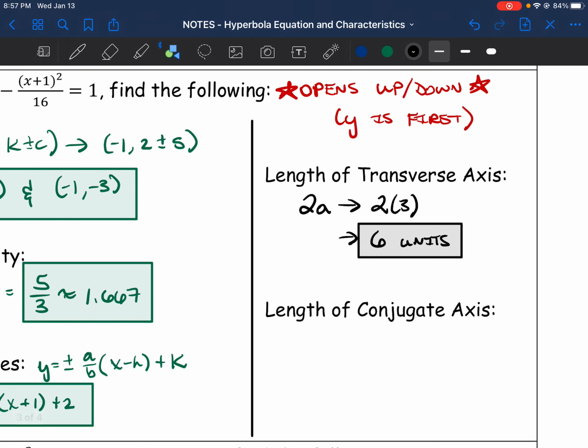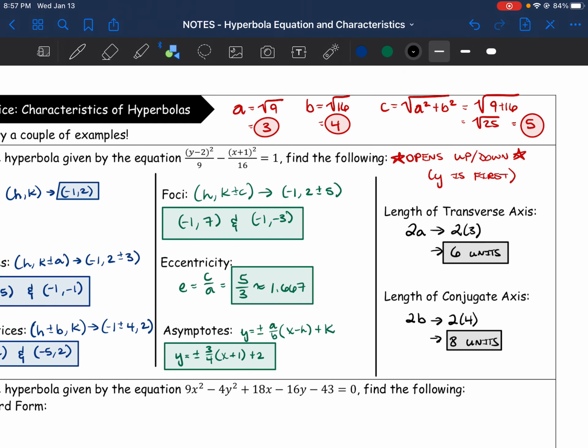Similarly, with the conjugate axis, the length of the conjugate axis will always be 2b, regardless of whether we have a hyperbola that opens up or down. So 2 times b, that's going to give us 2 times 4, which is going to be 8 units. And remember that the conjugate axis connects the co-vertices together, while the transverse axis connects the vertices together.